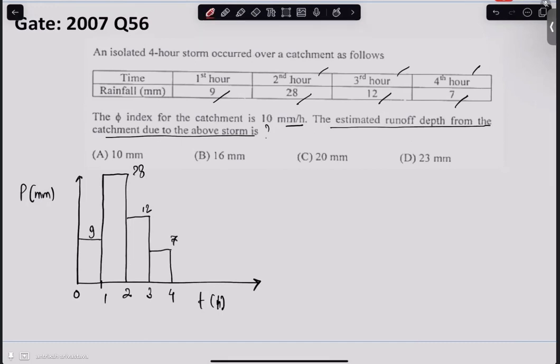And interestingly, we are given the phi index value as 10. So when we draw this phi index, it is going to be 10 mm per hour.